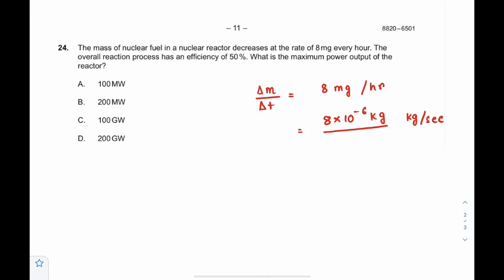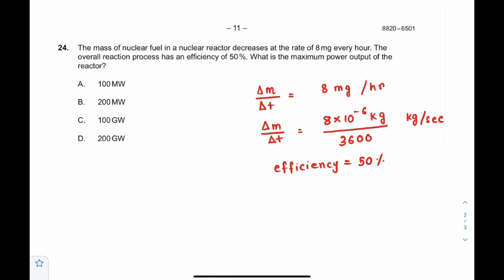Divided by, 1 hour is how much? 3600 seconds. So that means the rate of change of mass, delta m divided by delta t, is this. The overall reaction has an efficiency of 50%. So the efficiency is given in the question to be 50%. What is the maximum power output of the reactor?